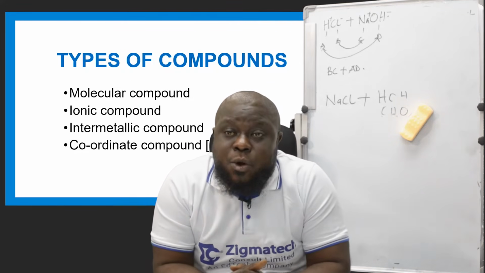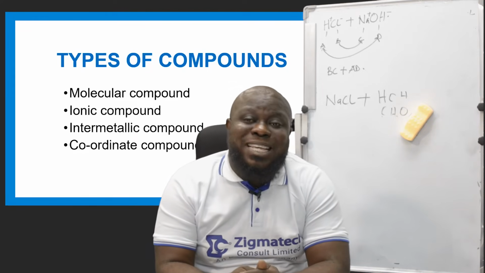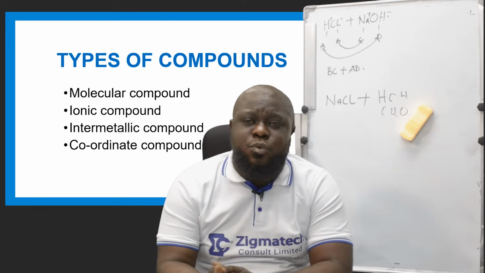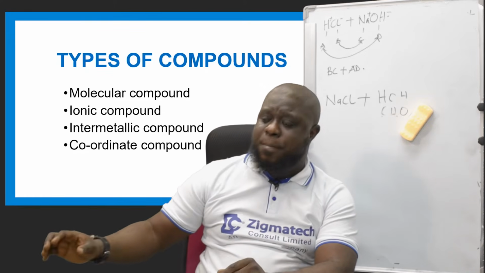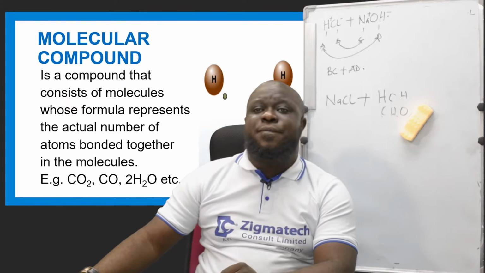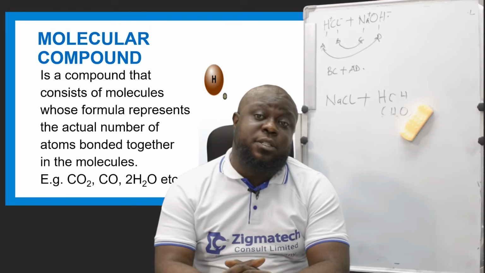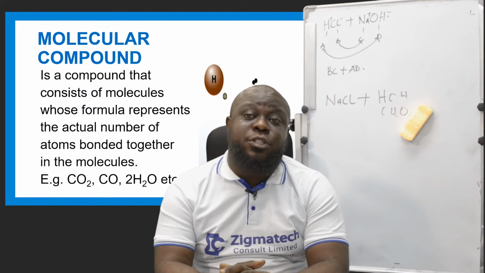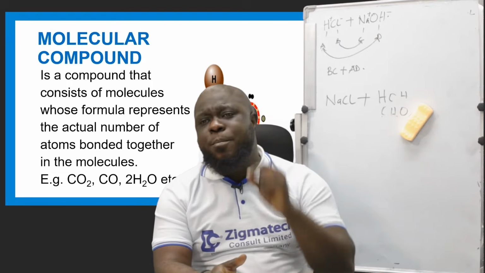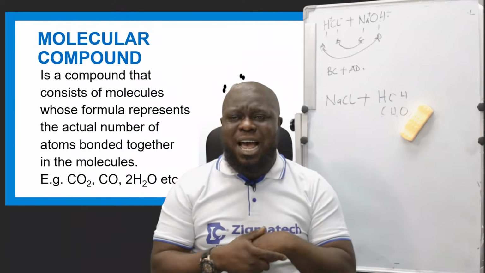The first compound is molecular compound. The second one is ionic compound. The third one is intermetallic compounds. And the fourth one is coordinate compounds, still known as complexes. Now the first one is molecular compound. A molecular compound, as you can see, is a compound that consists of molecules whose formula represents the actual number of atoms bonded together in the molecule.